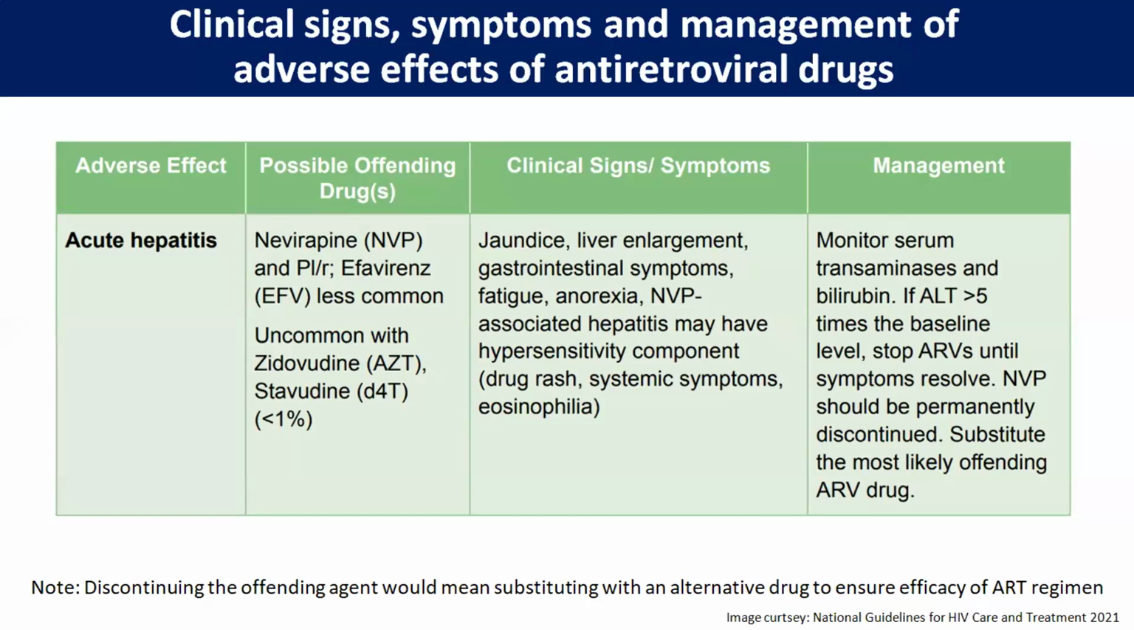And then you can continue the antiretroviral until the enzyme level is elevated more than 5 times the upper limit of normal. Thereafter, you have to stop all the ARVs until it comes down to the normal baseline level. And then substitute the most likely offending ART drug.